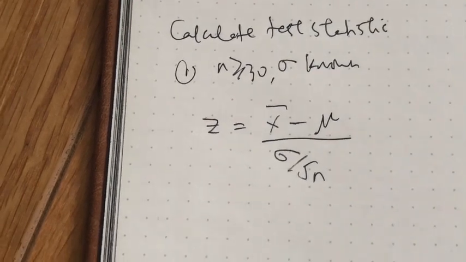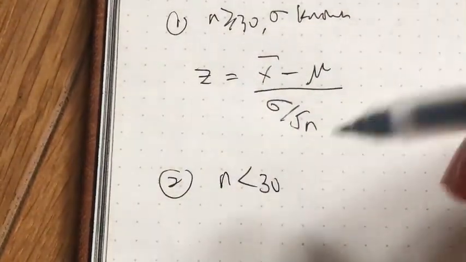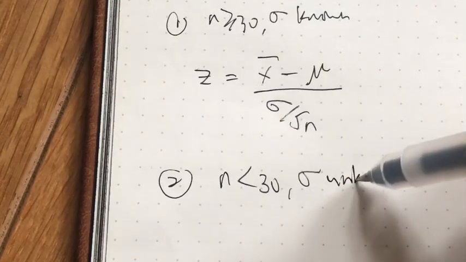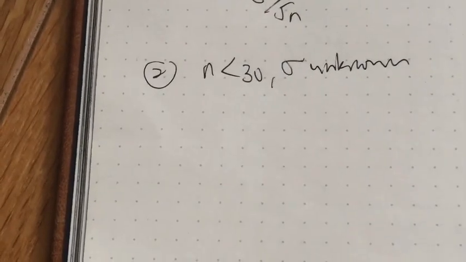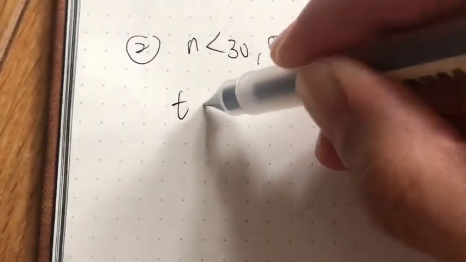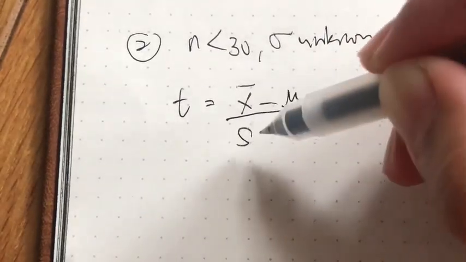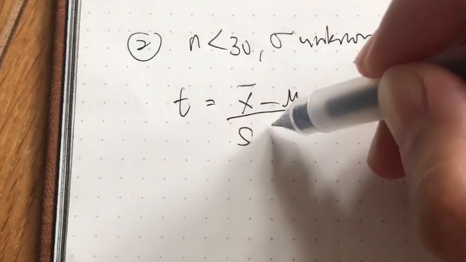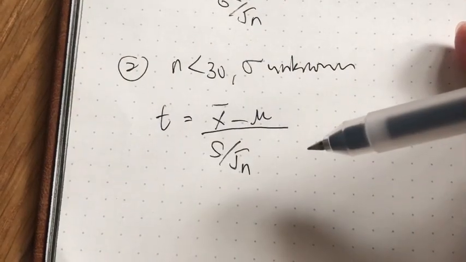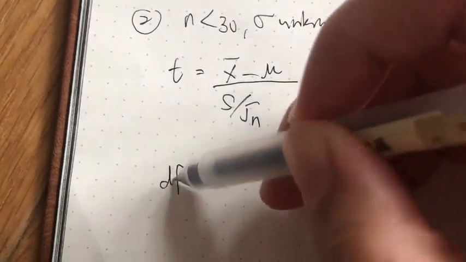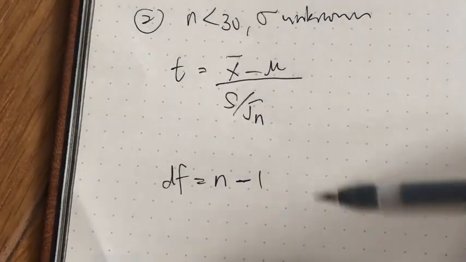The next situation is if we have a small sample size. Usually when we have a small sample size, we don't know what sigma is. This is the second situation. When this happens, we cannot use the Z. So what can we use? We use the T distribution. The formula is x bar minus mu over S, because sigma is unknown so we substitute with S, over square root of n. Don't forget, when we use the T distribution, we must also know the degrees of freedom. In this case, the degrees of freedom is n, the sample size, minus 1, because we're dealing with one sample.